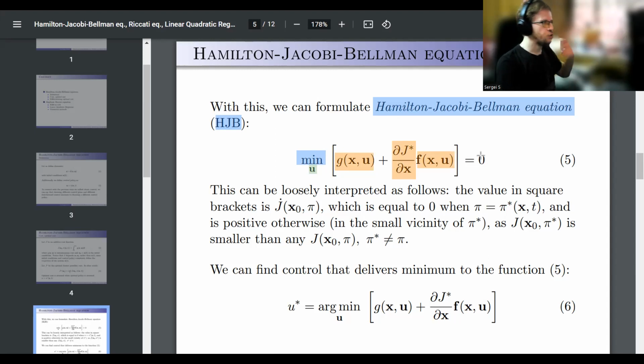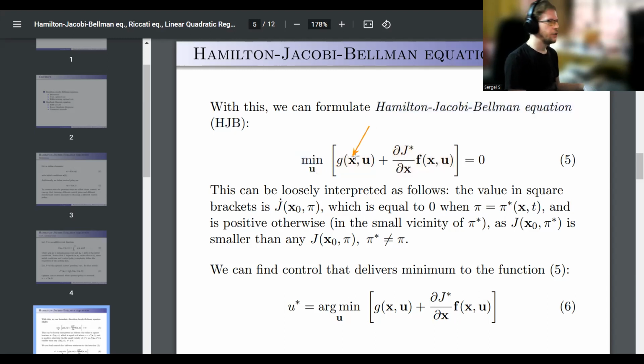So you may find this random. At least that's my impression. When you look at it, you'll say, okay, instantaneous cost. For some reason, we care about it, even though it is instantaneous. Then the optimal cost, the partial derivative times the dynamics, all look very strange.